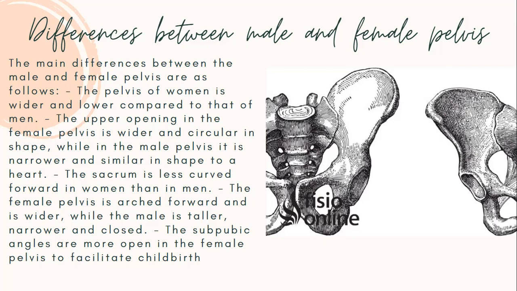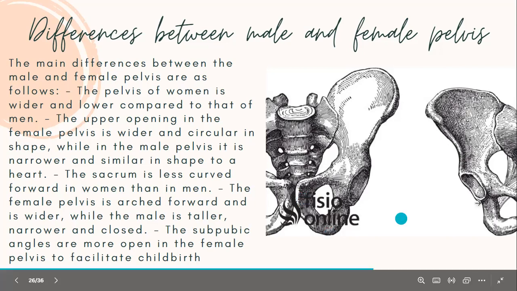The female pelvis is arched forward and is wider, while the male is taller, narrower, and closed. The subpubic angle is more open in the female pelvis to facilitate childbirth.